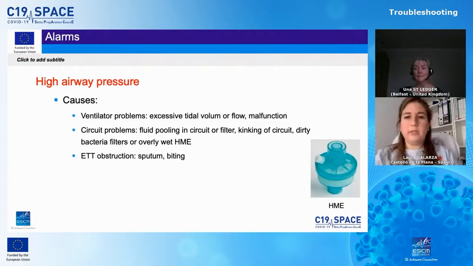We could also see this alarm when there's an endotracheal tube obstruction, maybe some mucus or some bleeding from the patient. So in the first case, we need to suction him or her. And in the second case, we can use a soft bite block or consider if the patient needs a little bit more sedation. We could also see this alarm when there's increased airway resistance, for instance in bronchospasm. In these cases, we can administer a bronchodilator after consulting with a doctor or a senior nurse.